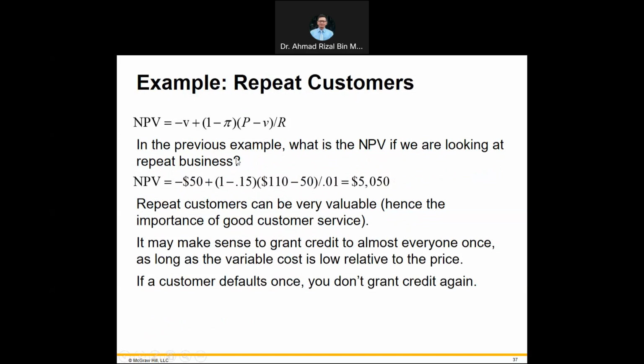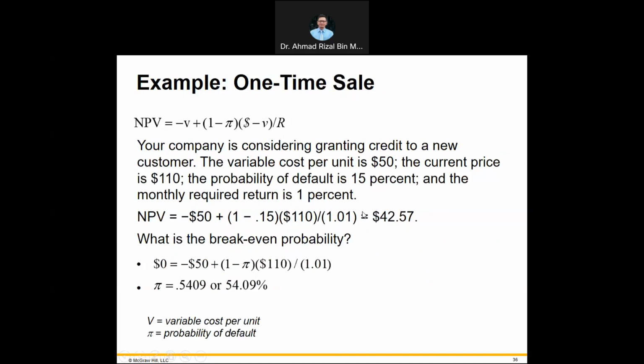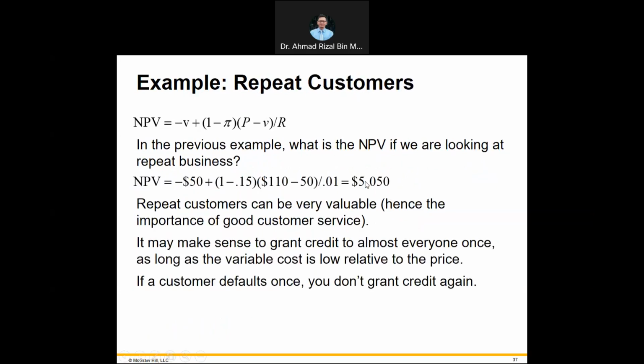But if it is a repeat customer, you treat it as a perpetuity. And since it is a perpetuity, you divide by the rate 0.01 instead of 1 plus 0.01. You remember the present value of perpetuity last time. So notice that the NPV is much higher, logically, because this is for a repeat customer and you treat it as a perpetuity. So it is 5,000. Compare that to the new customer, which you treat as a single one-off transaction or item, against the NPV of a repeat customer, which is 5,000.